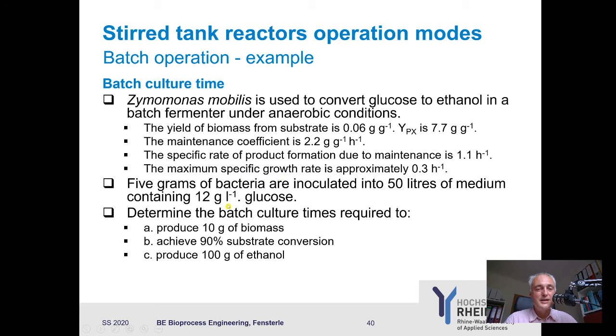Maintenance coefficient is given, and the specific rate of product formation due to maintenance is given, and the maximum specific growth rate is given. And we inoculate 5 grams of bacteria into 50 liters of medium containing 12 grams per liter glucose. And what we want to know is, what is the batch culture time required to A, produce 10 grams of biomass, B, achieve 90% of substrate conversion, or C, produce 100 grams of ethanol.